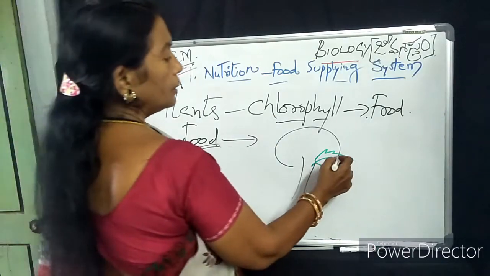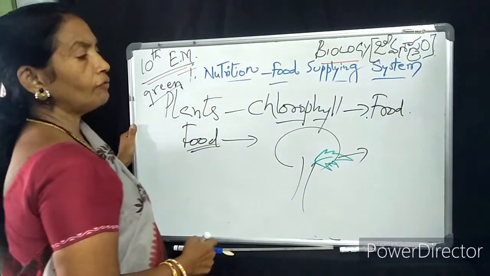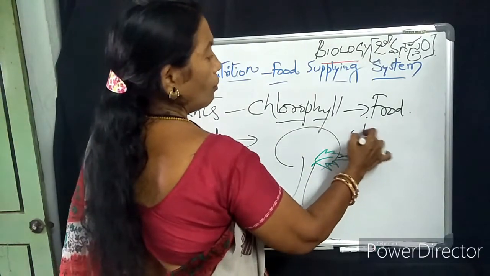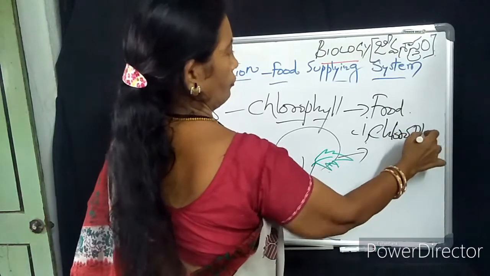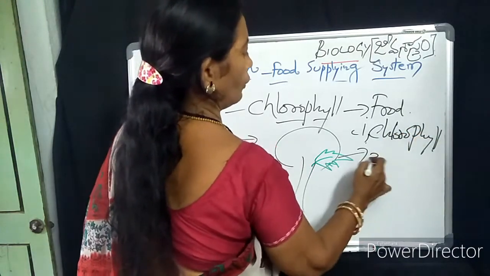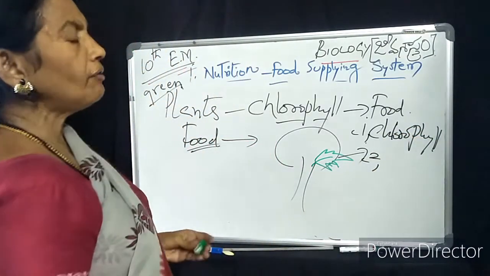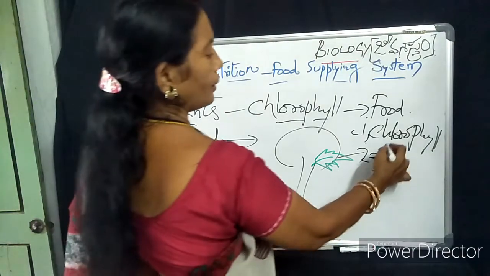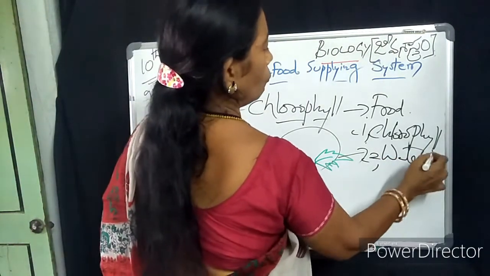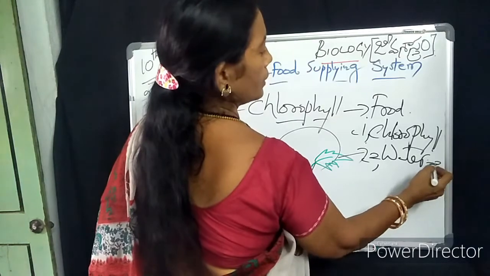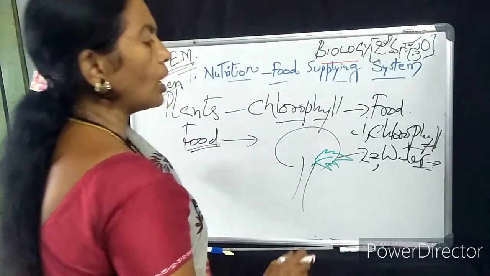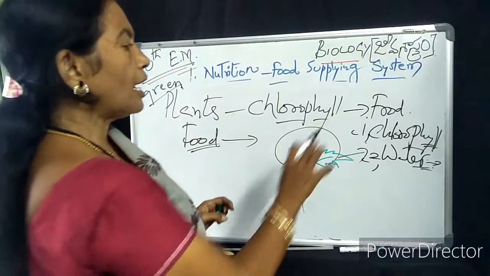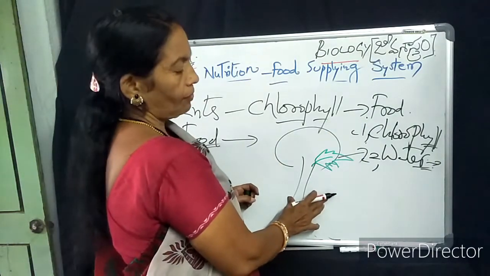No, this is not enough. Only chlorophyll is not enough. One item is chlorophyll. First, they should have chlorophyll, and second, they should have water in their bodies. Chlorophyll in the plant, water in the plant. These two are present in the plant itself.